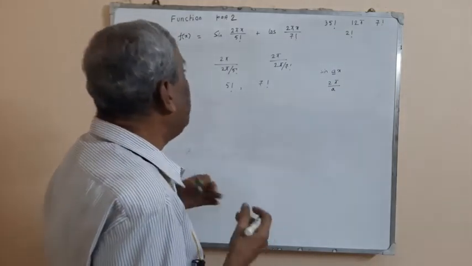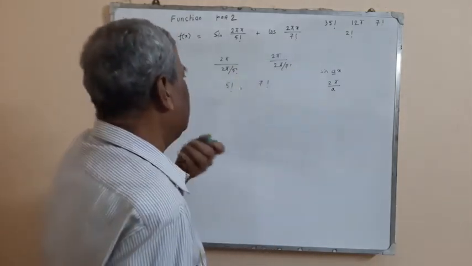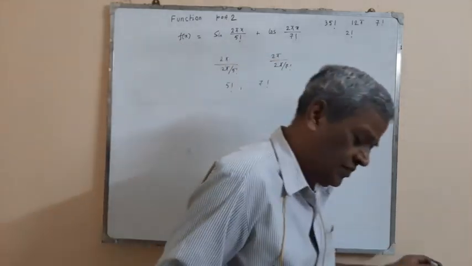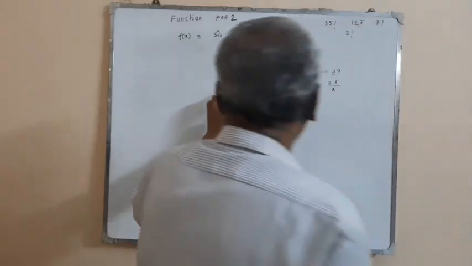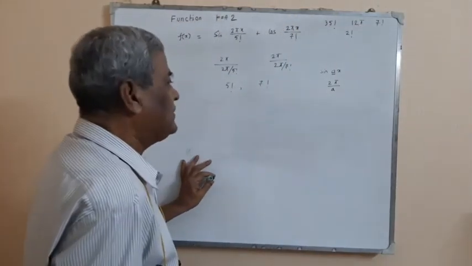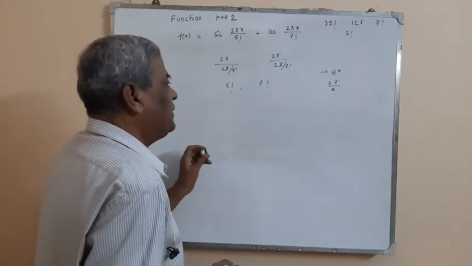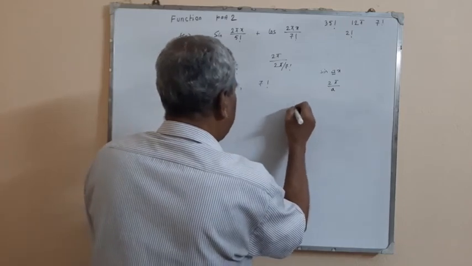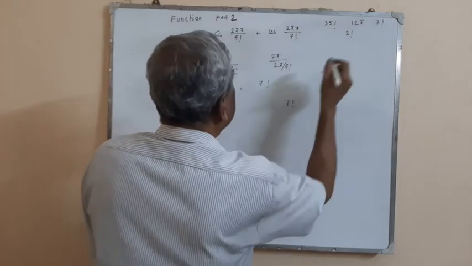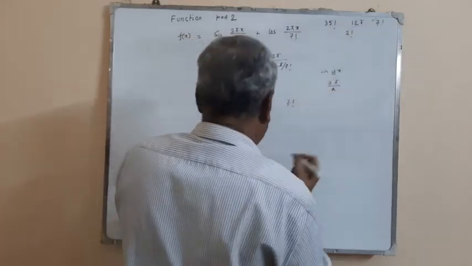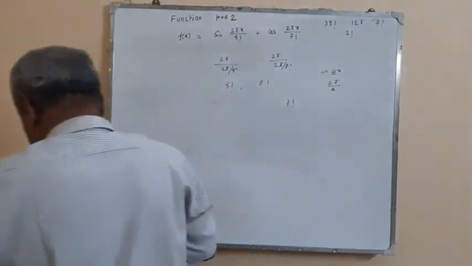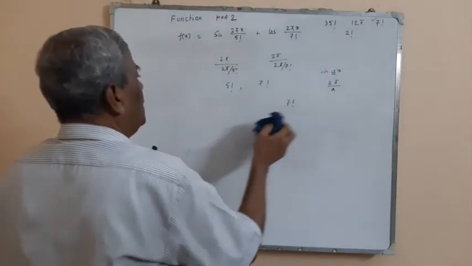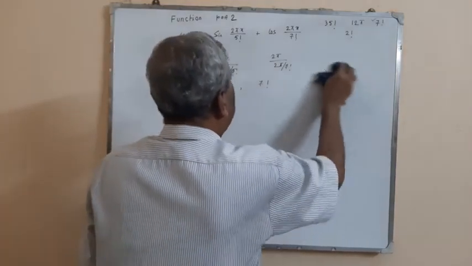Therefore, the period of this whole function is the LCM of this and that. Now, the LCM of 5 factorial and 7 factorial is simply 7 factorial. So, the answer is 7 factorial. C is the correct option. Now, next problem.